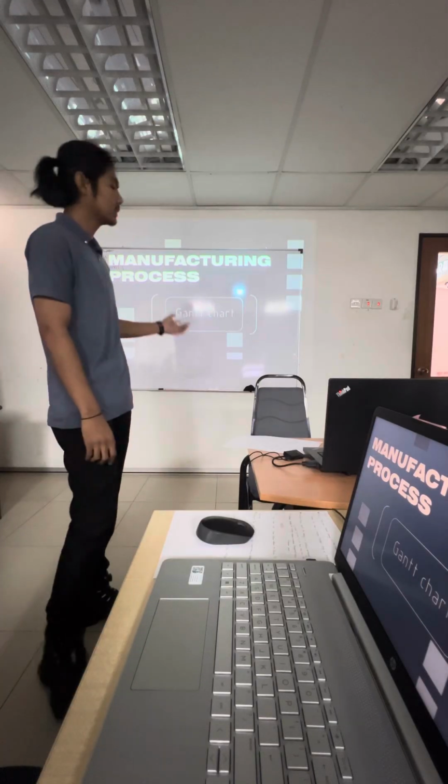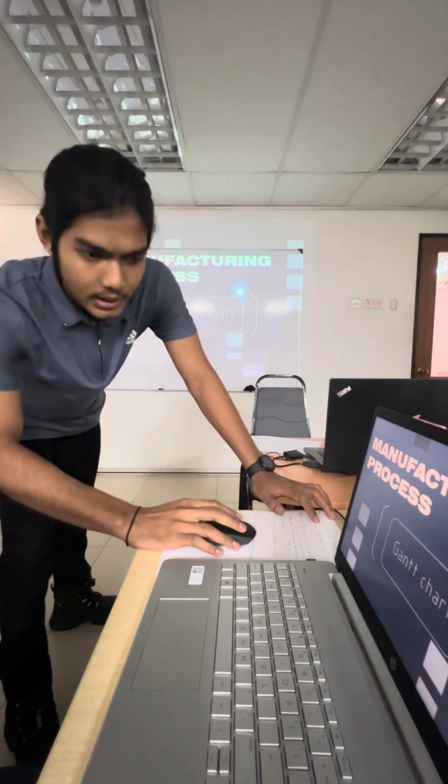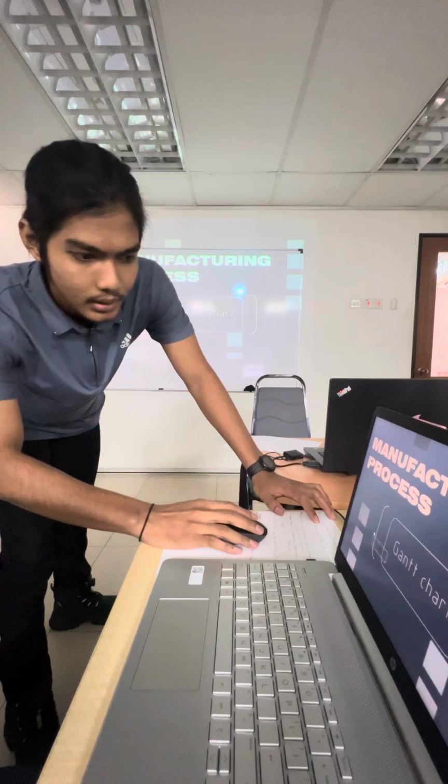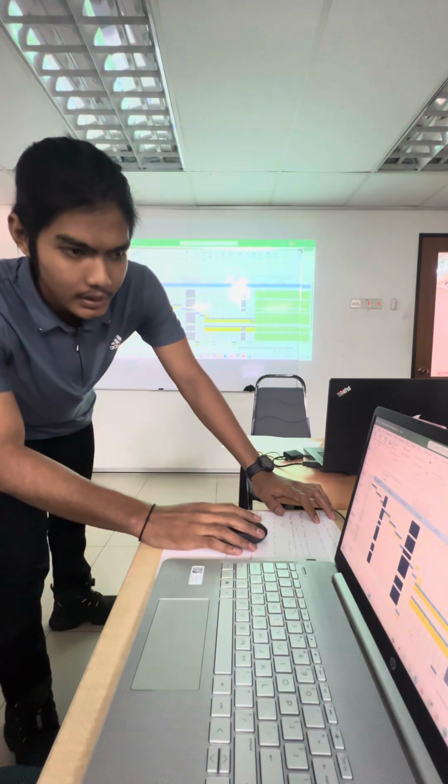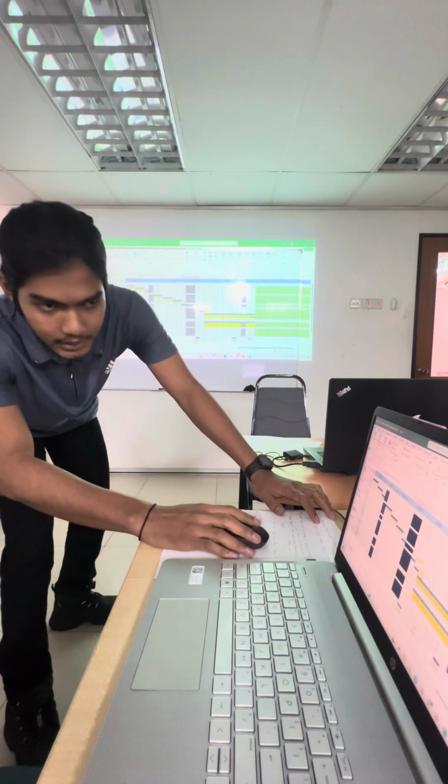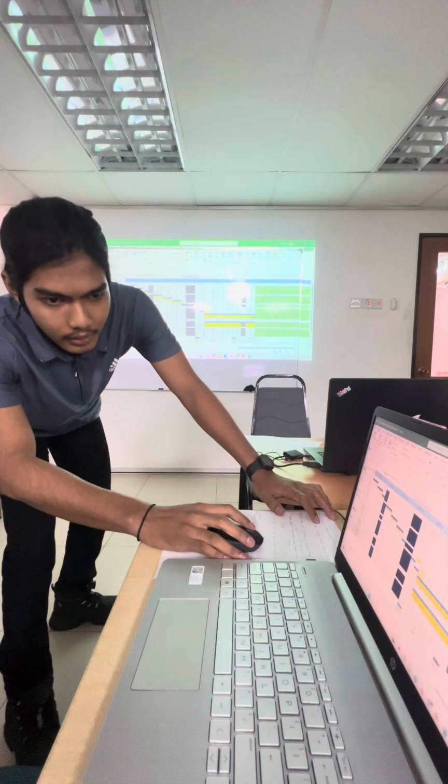So this is the Gantt chart for the manufacturing process.